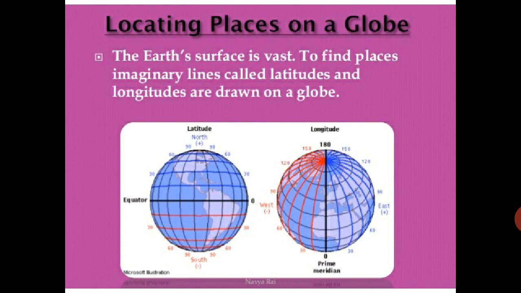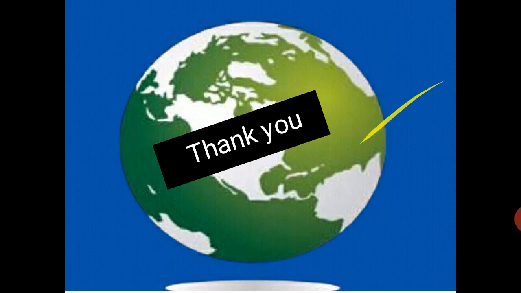See, locating a place on a globe. The earth's surface is vast, so to find places, imaginary lines called latitude and longitude are drawn on the globe. Now you can see how the latitude and longitude together form a square type pattern all over the globe. From that we can understand where the place is. We can do some measurement and counting for the time and all the things that we will see further. Thank you.